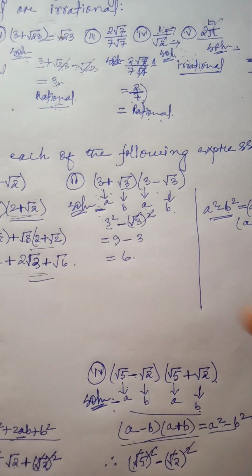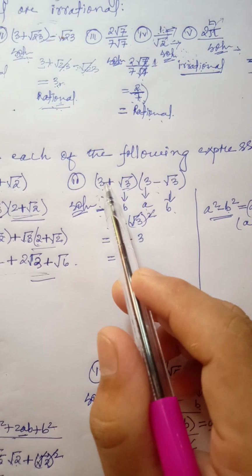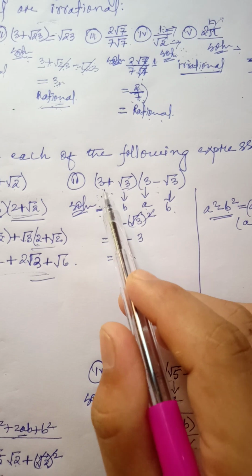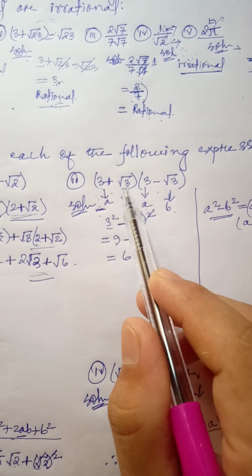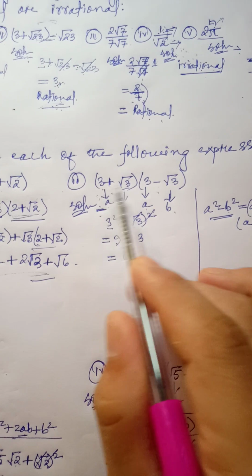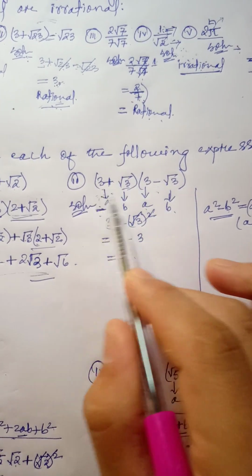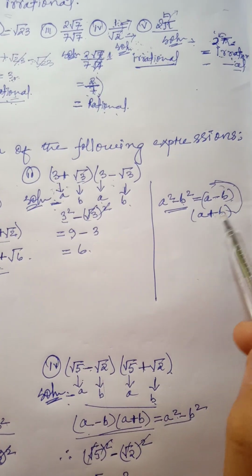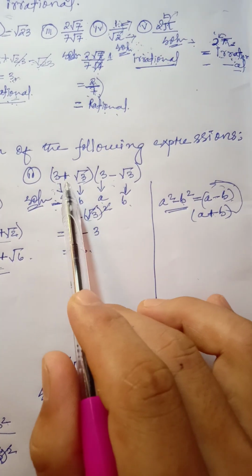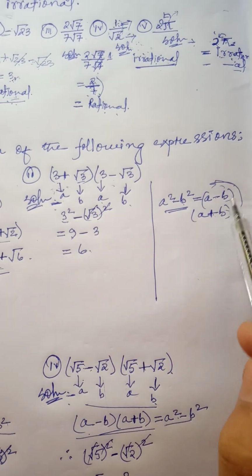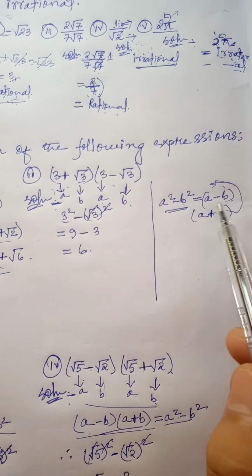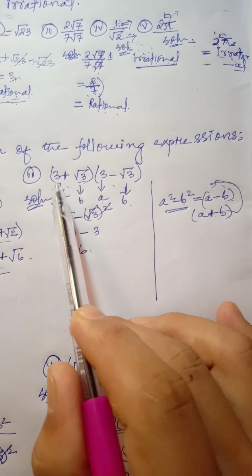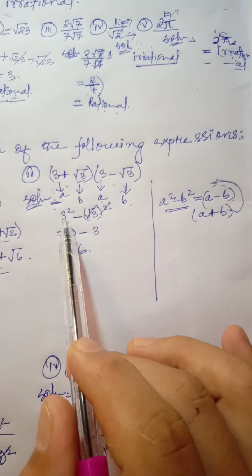Then let us proceed to Roman number 2. In Roman number 2 we have 3 plus root 3 times 3 minus root 3. Here let us take 3 as the value of a, and root 3 as the value of b. So it is a plus b times a minus b. We can use one formula: the given expression is in the form of a plus b times a minus b, and it is equal to a square minus b square. Since the given expression is in this form, we are going to express it in this form.